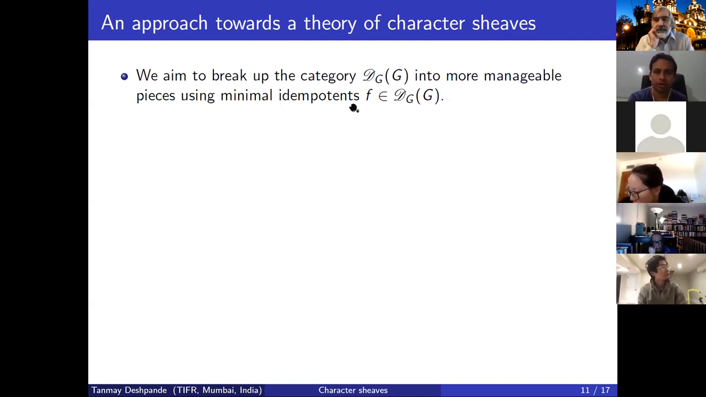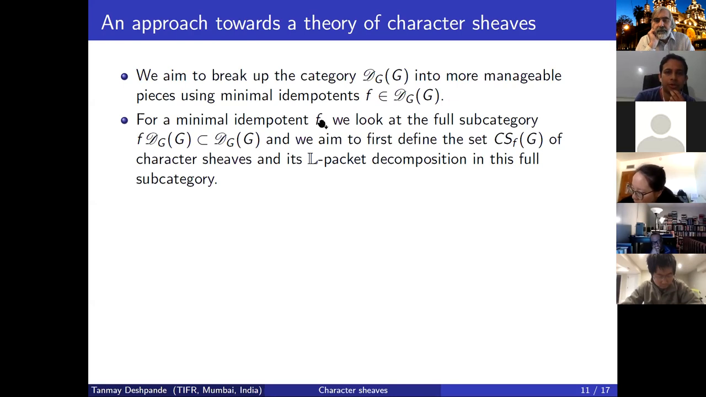And a minimal idempotent means that if we look at any other idempotent E, then E convolved with F should either be zero or it should be F. That's a minimal idempotent. So basically, we hope to look at minimal idempotents in this category. And if we have a minimal idempotent F, then we can look at F convolved with D_G(G). This is a certain full subcategory of D_G(G), and this is itself a braided triangulated category. And of course, the unit object here is F. So we aim to first study this category and define character sheaves in this smaller category. Do this for all minimal idempotents.